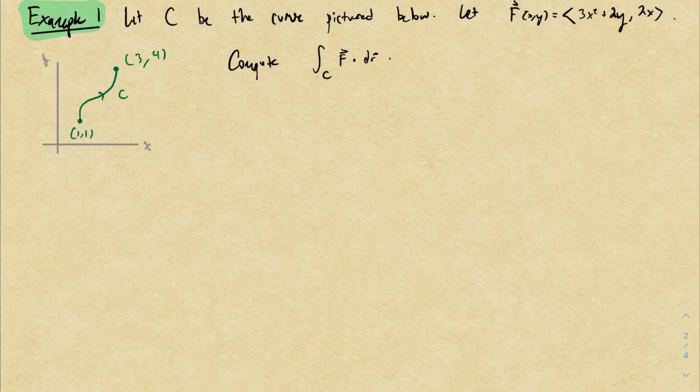Now that you've put up with my visual poetry for a while, we can do some examples. We'll start off with something relatively straightforward. In this first example, I have a curve, and instead of describing the curve precisely, I'm just giving us a picture. It's this green curve that travels from the point (1, 1) to the point (3, 4). We also have a vector field F, and the goal of the problem is to compute the vector line integral of this vector field along the curve.